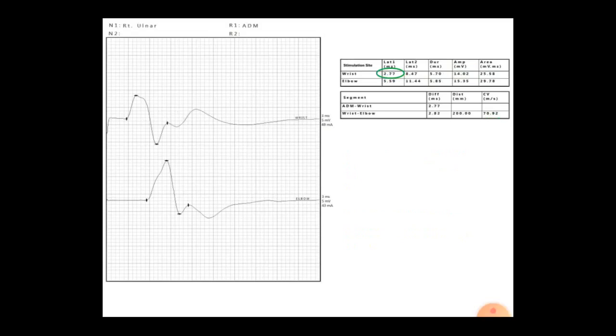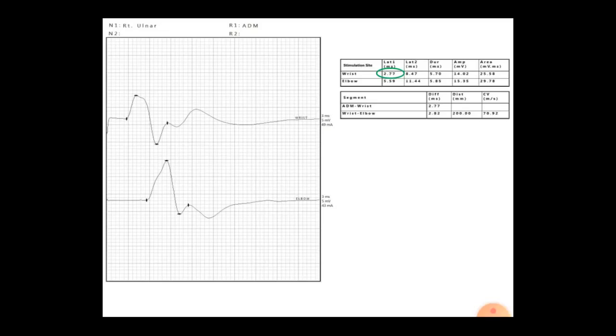Now we have to compare the values of the median nerve along with the ulnar nerve of the same side. Why? Because only latency prolongation in the median nerve is not sufficient to prove that it is carpal tunnel syndrome. It may be in case of polyneuropathy also.